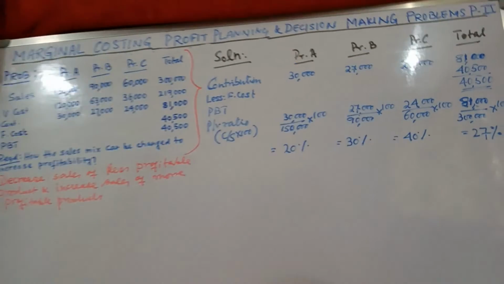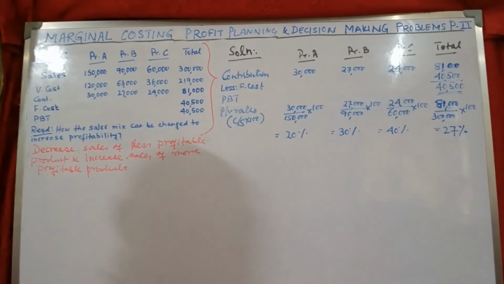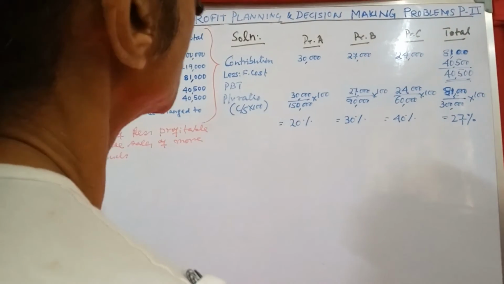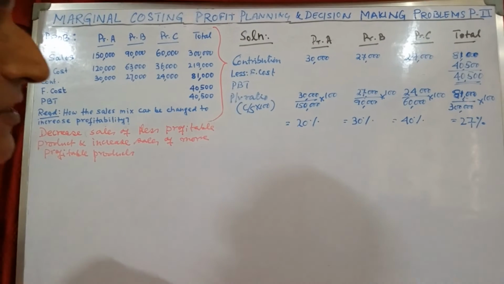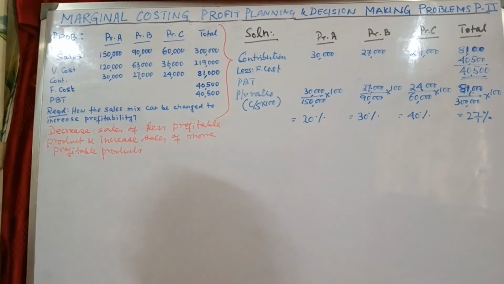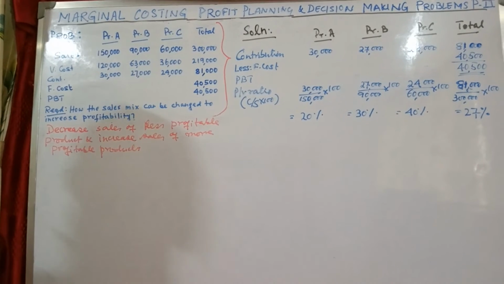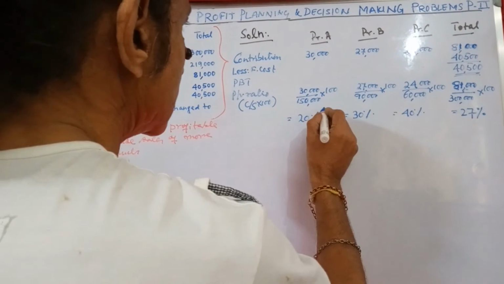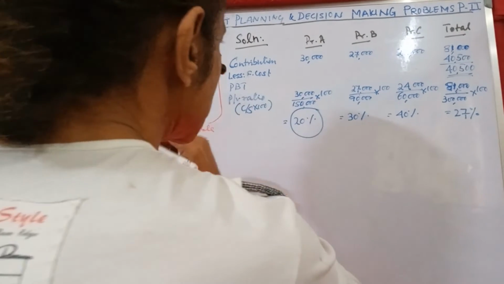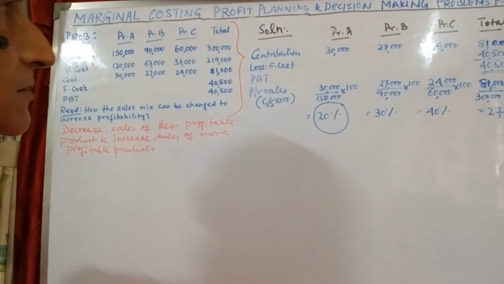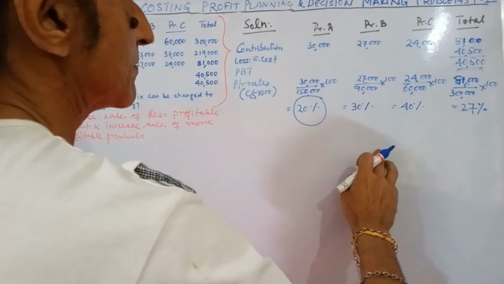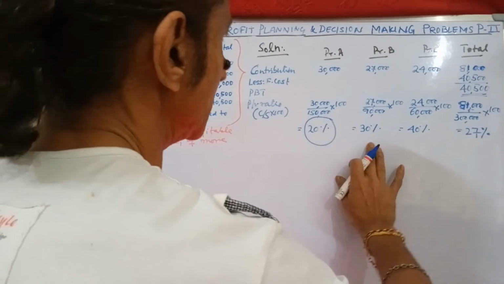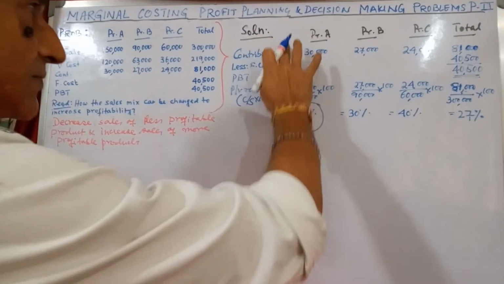So the contribution margin is 20%, 30% and 40% of product A, B and C respectively, and the total PV ratio is 27%. Now you can see that product A is giving least contribution margin to the firm. Maximum contribution margin is given by product C followed by product B, and product A is giving the least contribution margin.